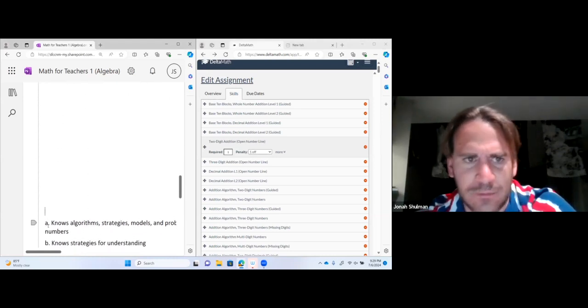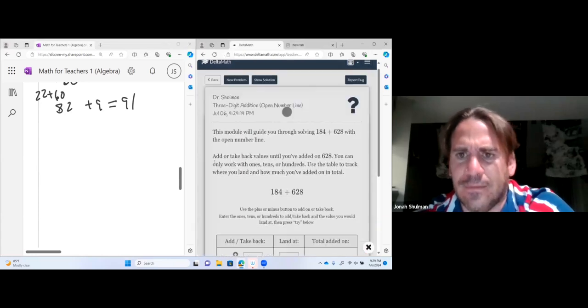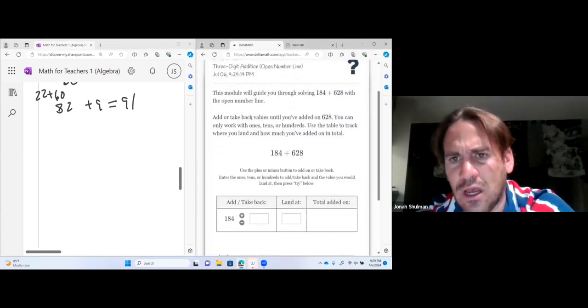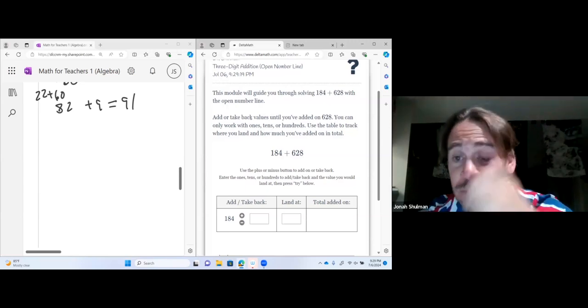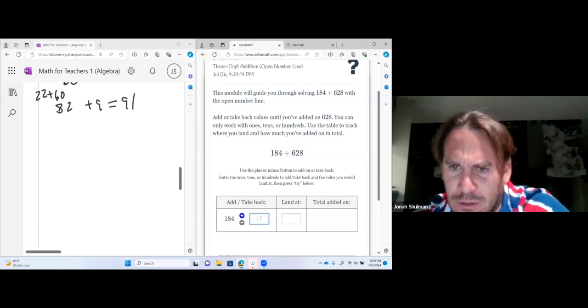All right, so we're up to 3-digit addition using the number line. All right, so this module will guide you through this. Okay, so we gotta add on 628. So let's start. Use the plus or minus to add or take back.